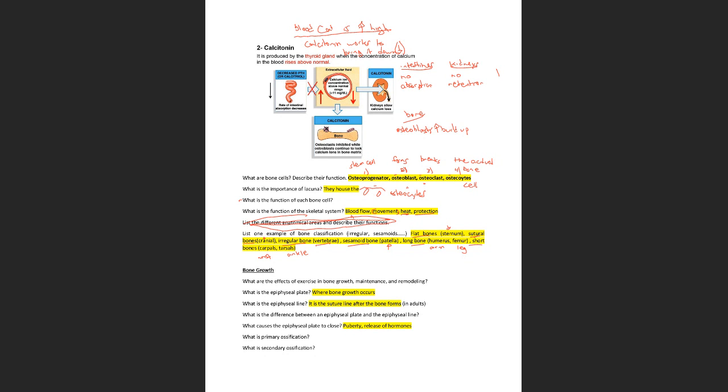Alright, anyways, bone growth. What are the effects of exercise on bone growth, maintenance, and remodeling? The effects of exercise on bone growth and maintenance is there's this dance going on between osteoclasts and osteoblasts. As we're working out, our bodies are building and breaking down the bone to meet the calcium requirements that the body now needs.